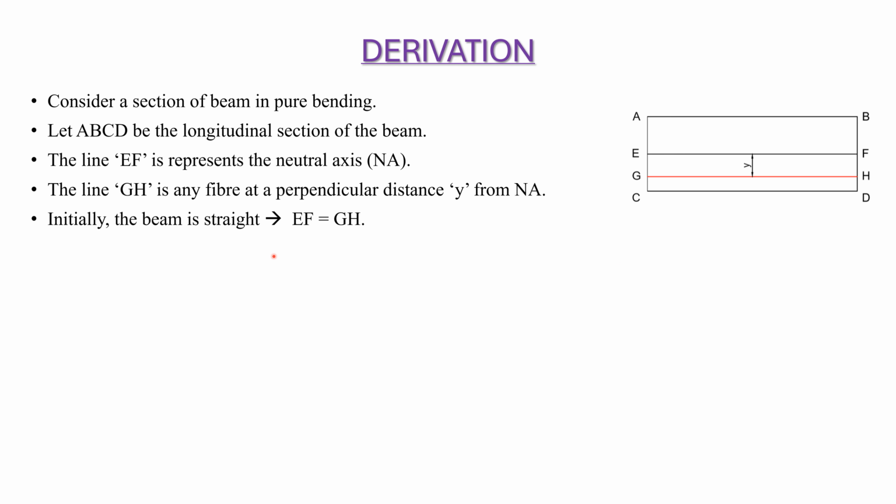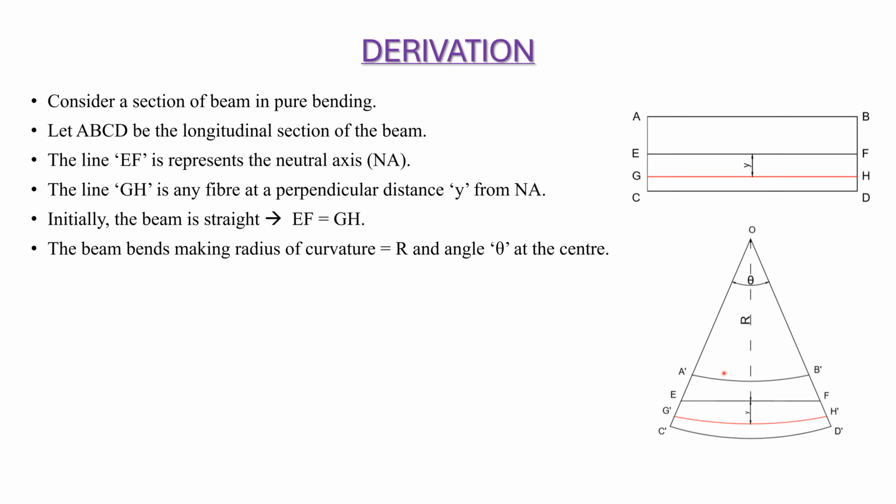Initially the beam is straight, that is EF is equal to GH. In our previous slide, when we were discussing assumptions, it was stated that the beam is initially straight. That assumption comes into picture here, that before loading, the fiber length EF, which is considered within this section, is going to remain the same as that of fiber GH here. Now when the loading is applied, the beam bends in a similar manner to this, creating a radius of curvature R with theta between these two lines here.